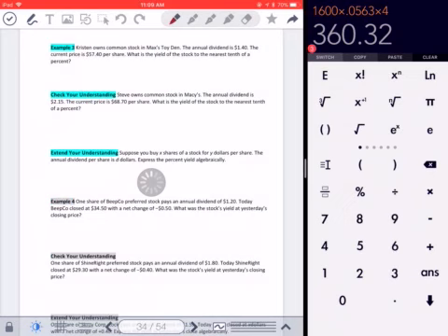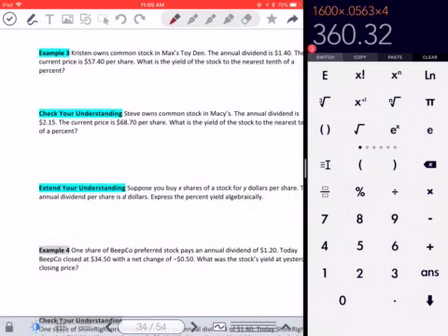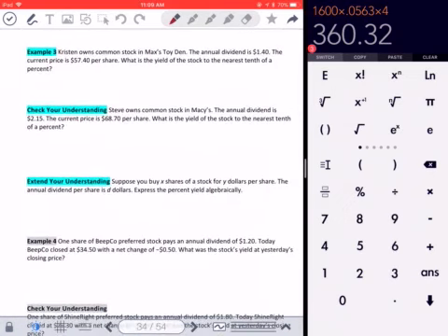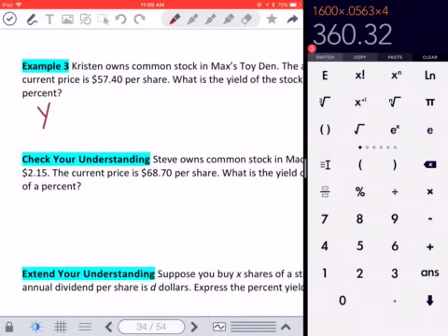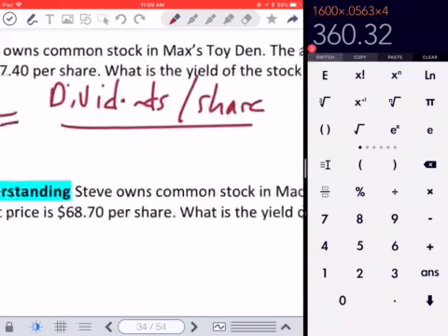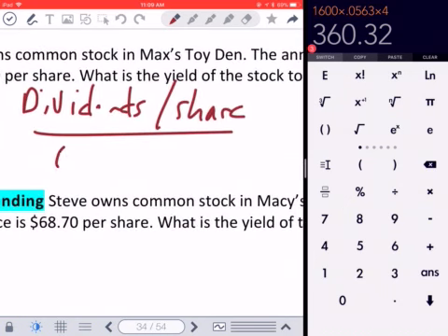I actually want to do one more here. I want to talk about yield. What is the yield? How do you figure out the yield? So go to example number 3. If I want to figure out the yield, the yield is a pretty simple formula. The yield is just equal to the dividends per share divided by the current share price.